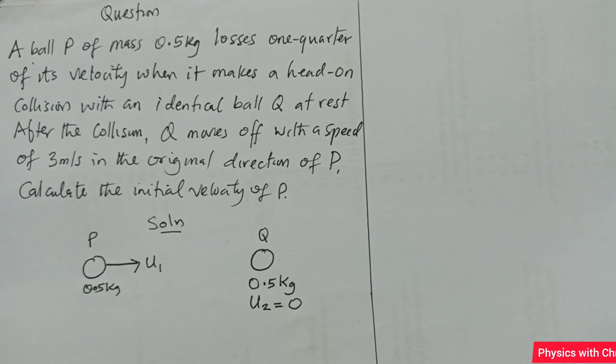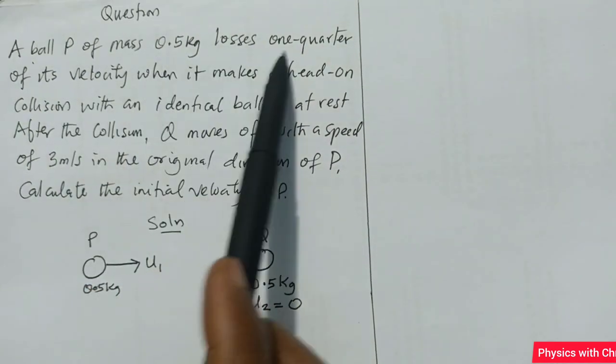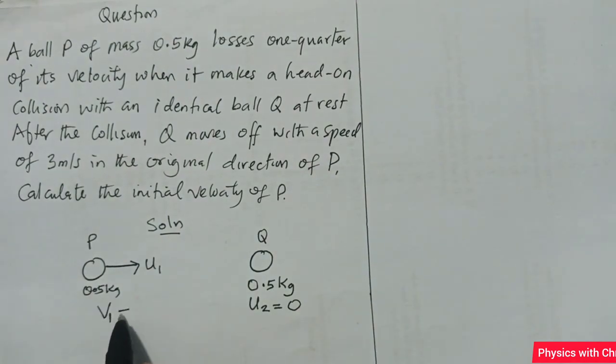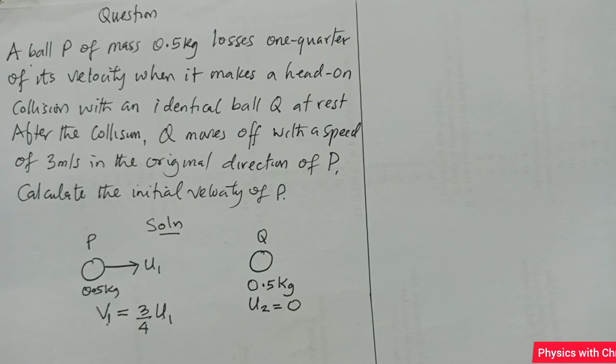Now after the head-on collision, ball P loses 1/4 of its velocity. That is to say, V1 equals 3/4 of U1. That is what is left. So which means the final speed of ball P is 3/4 of the initial speed of ball P. And that kind of collision is not perfectly elastic. It is a type of inelastic collision because here we're going to see later that the kinetic energy of the system of masses will not be conserved.